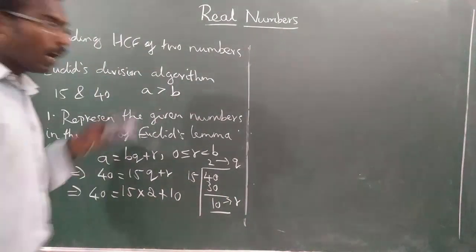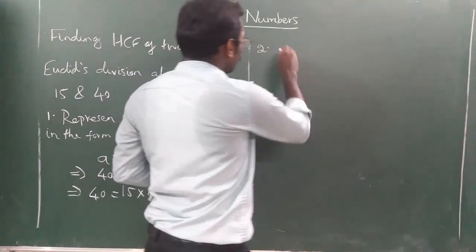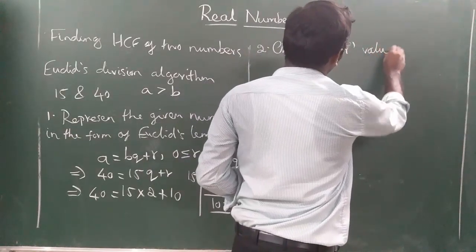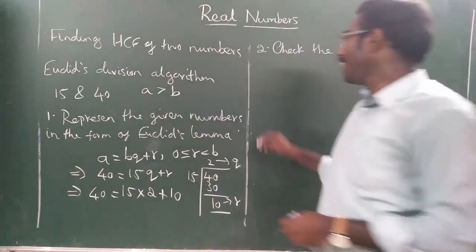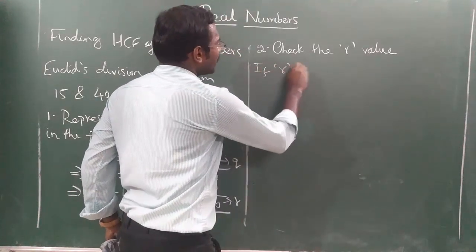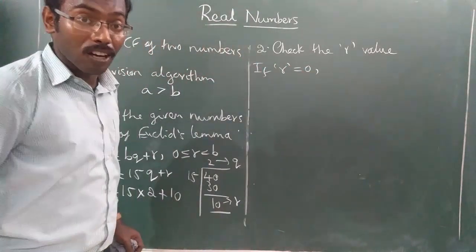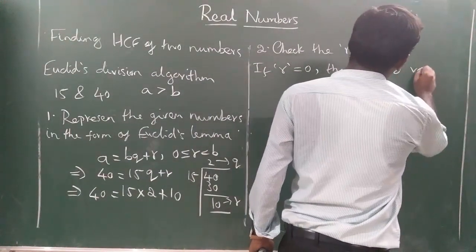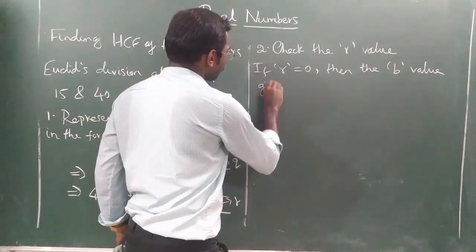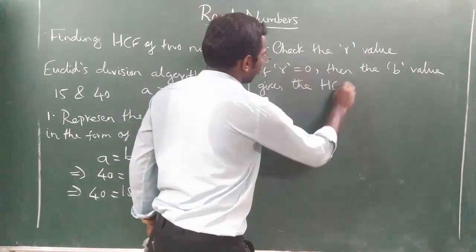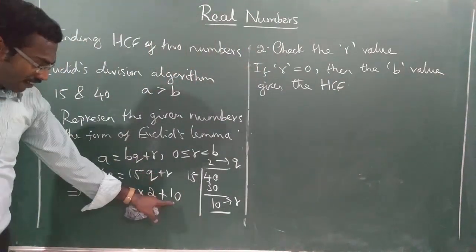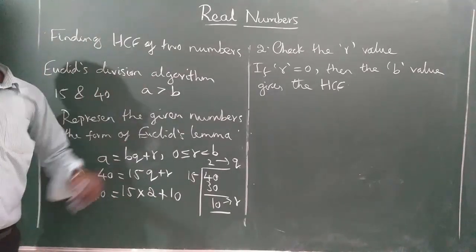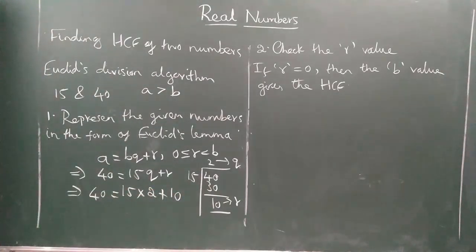First step is over. Now, second step, you have to check the remainder value. You have to check the R value. Why? Because if R is equal to 0, then the B value gives the HCF. Which means, in case the remainder is 0 here, then the B value will be taken as HCF. But here the remainder is not 0.